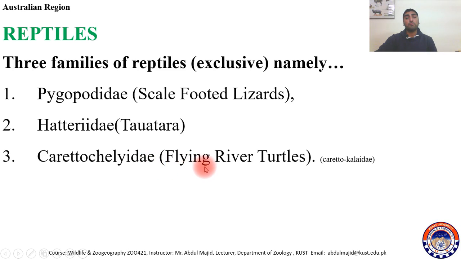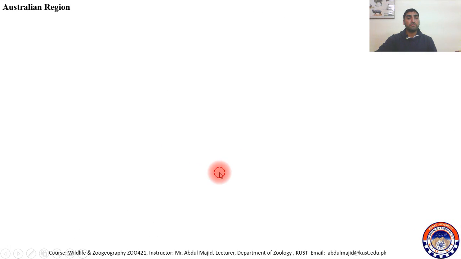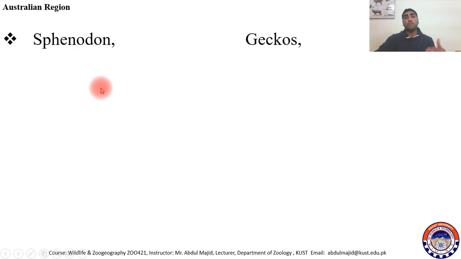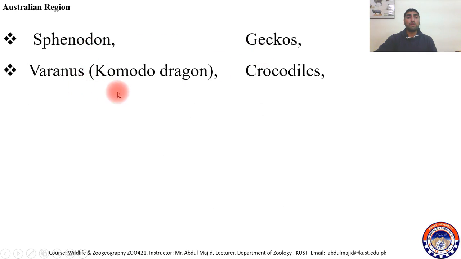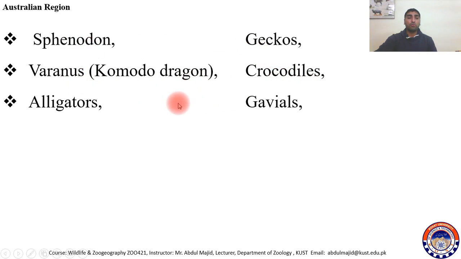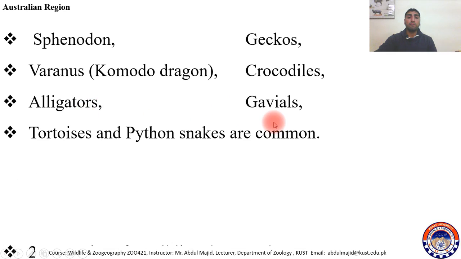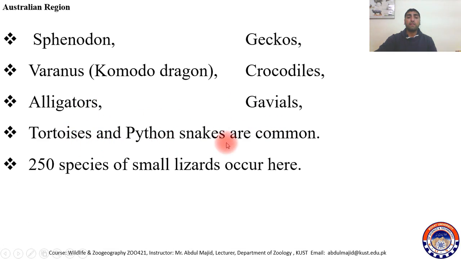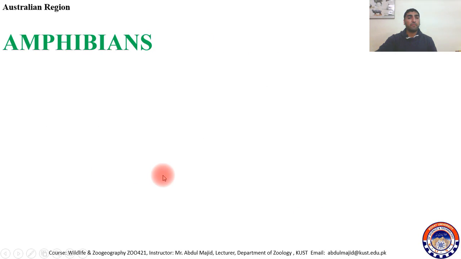Carettochelyidae, the flying river turtles, so they are also exclusive to this region. So now, the common reptilian fauna, which is present here and also in the world, is Spinodon, the geckos, Varanus, the Komodo dragon, crocodiles, alligators, gavials, tortoises, python snakes are common here. And with that, 250 species of small lizards are also present here.